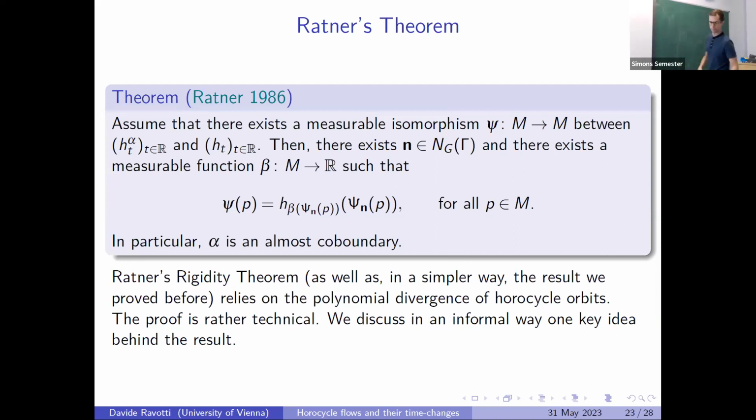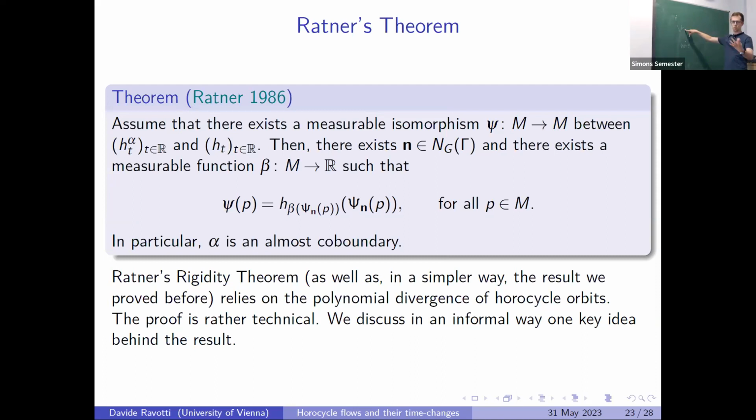I start from some point P, and I apply my isomorphism psi. I get to some other point, psi of P, which I'll call P prime. What else do I know? Well, I know that psi is an isomorphism between the time change and the unperturbed flow.